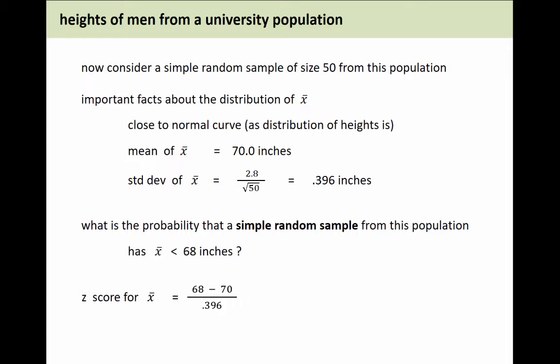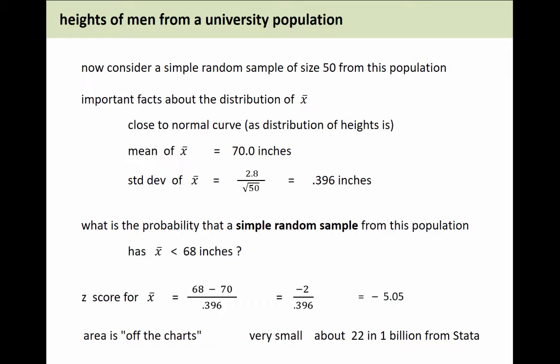So minus the mean 70, but this time when we're doing a z-score for x bar, we divide by the 0.396. So we get minus 2 over 0.396, and so we get a z-score of a little less than minus 5. That's a very low z-score. If you try to find an area, you can't even use the table in Baldi and Moore, because this one is quite literally off the charts. It's a very small probability. Using some tricks in Stata, it's about 22 in 1 billion.